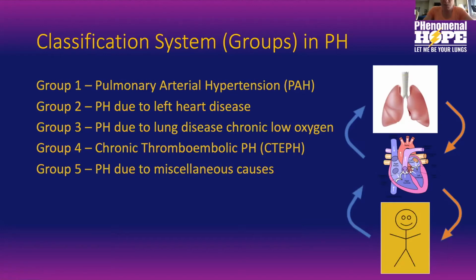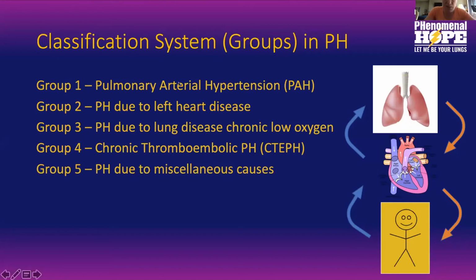The third type is pulmonary hypertension due to chronic lung disease or chronically low oxygen levels. So people who might have untreated sleep apnea or who might have pulmonary fibrosis, COPD, they can have PH due to lung disease. The fourth type is pulmonary hypertension due to blood clots that have turned into scar tissue. We call that chronic thromboembolic PH. And then the fifth type is pulmonary hypertension due to miscellaneous causes, things that don't fit into those categories.